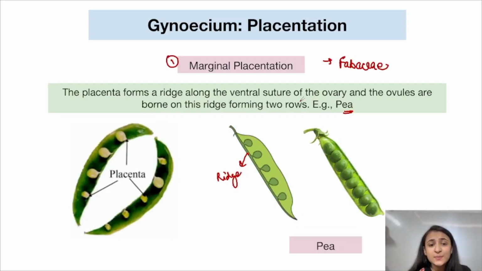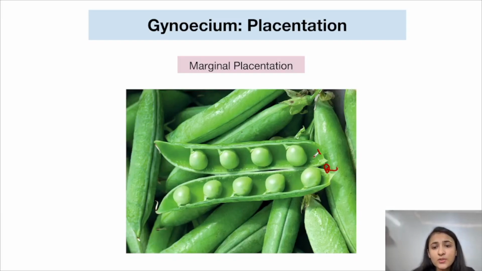What happens in this case? Placenta is ultimately forming the ridge along the ventral suture of the ovary, and the ovules are born on this ridge forming two rows. So this tissue right here is the placenta, and ovules are attached to the placenta. Okay, and the ovules are born in two rows, row number 1 and row number 2.